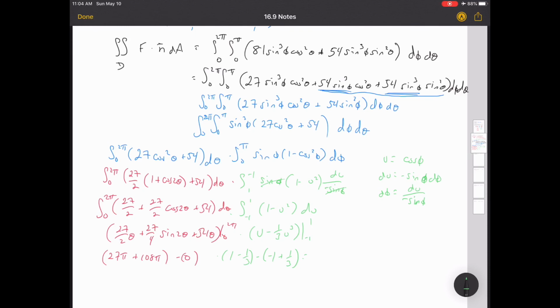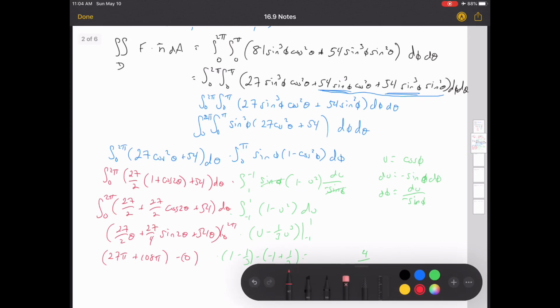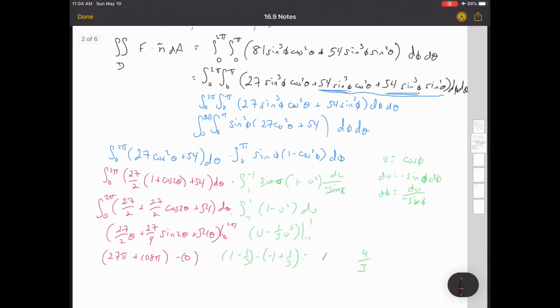So ultimately what we get out of this is the 4/3 from the green part. And let's see, 27 and 108 is going to be 135 pi times 4/3. And is 135 divisible by 3? Yes, it is. So that's going to be 45. 45 times 4 is 180. So we're going to get 180 pi. Okay, that's the flux that we were looking for.